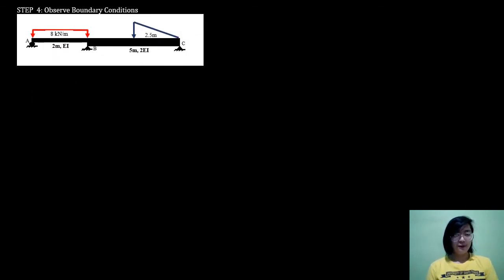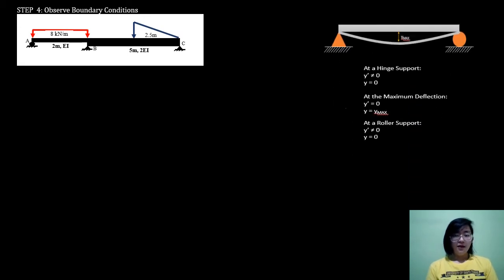So now, let's go to step 4, which is observe boundary conditions. This is our problem, and this is the boundary condition that we discussed earlier. We will use this to formulate equations. First, what do we have in span AB? Let's start with span AB.